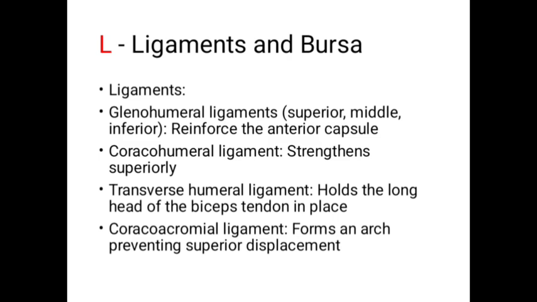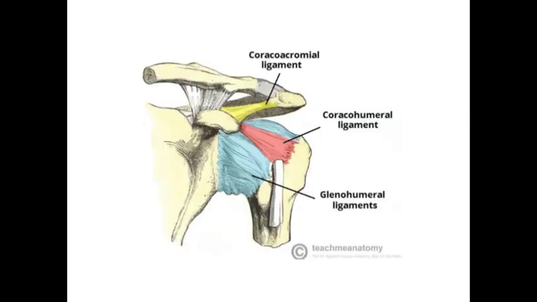The ligaments seen in the shoulder joint include the glenohumeral ligament that reinforces the anterior capsule, the coracohumeral ligament that strengthens superiorly, the transverse humeral ligament that holds the long head of biceps tendon in place, and the coracoacromial ligament that forms an arc preventing superior displacement. Now this is a diagram showing the different ligaments seen in the shoulder: the coracoacromial ligament, the glenohumeral ligament, and the coracohumeral ligament.